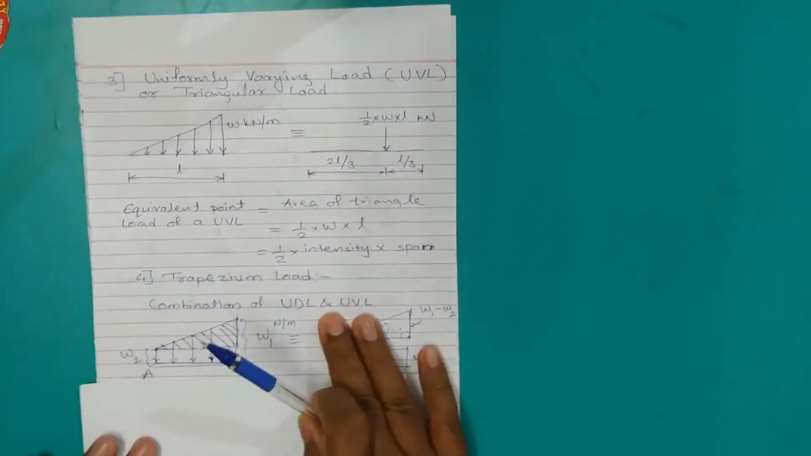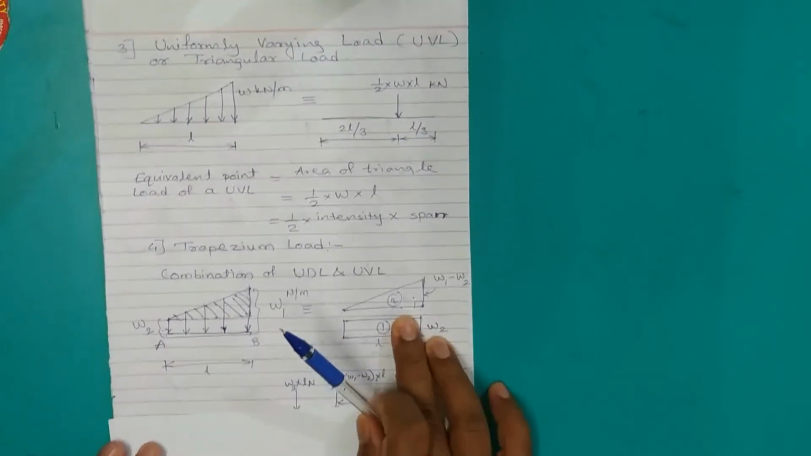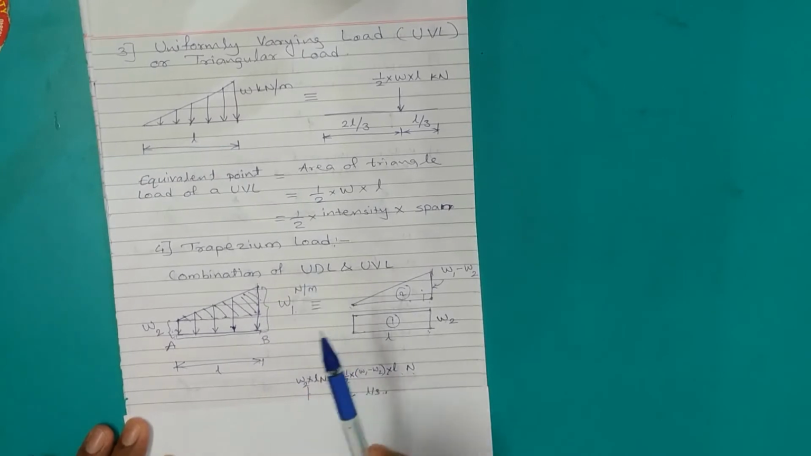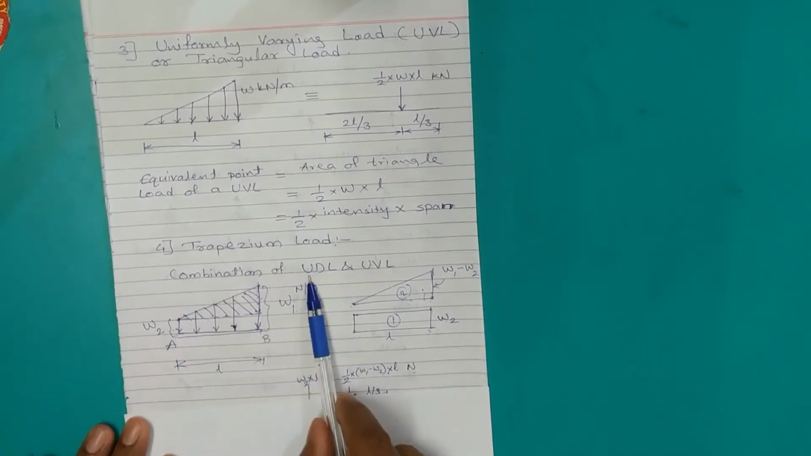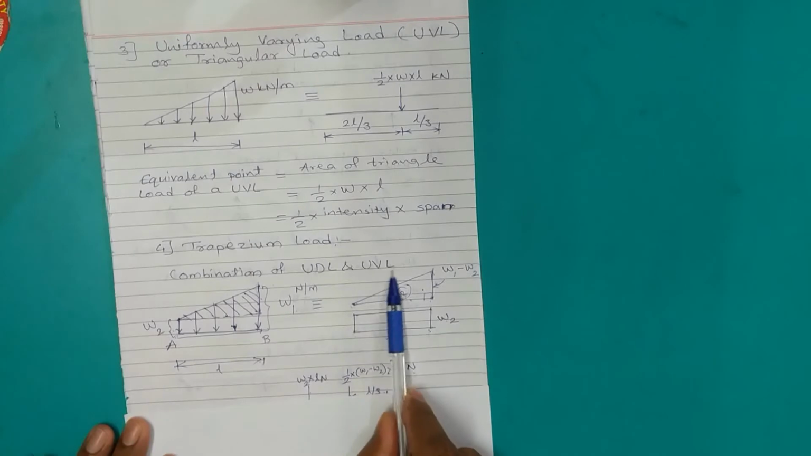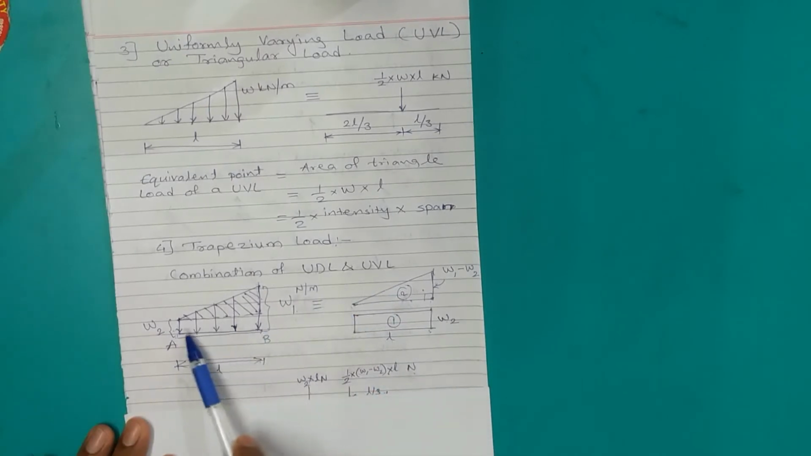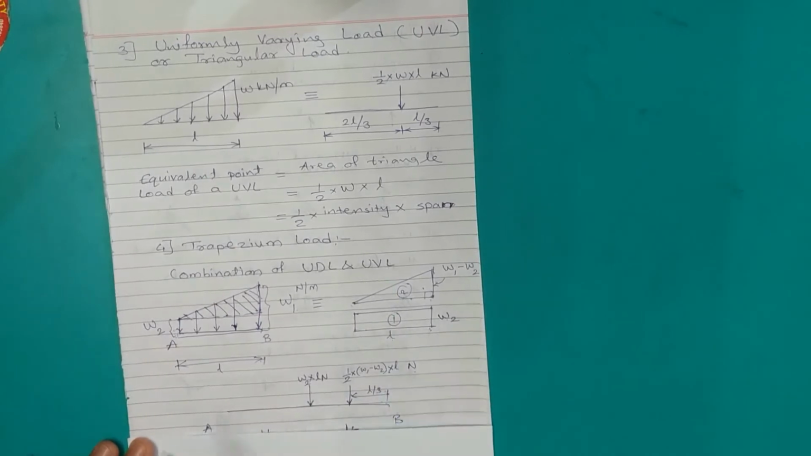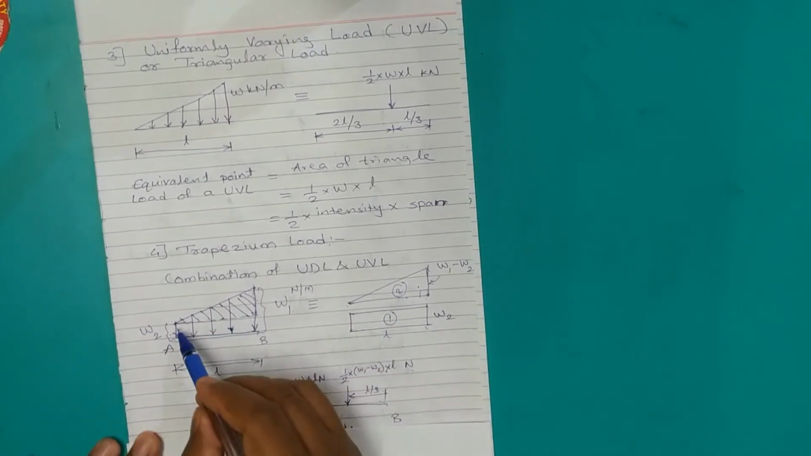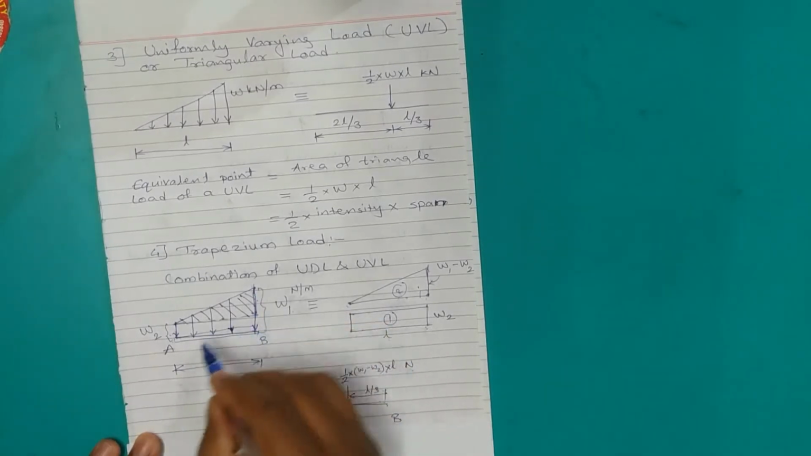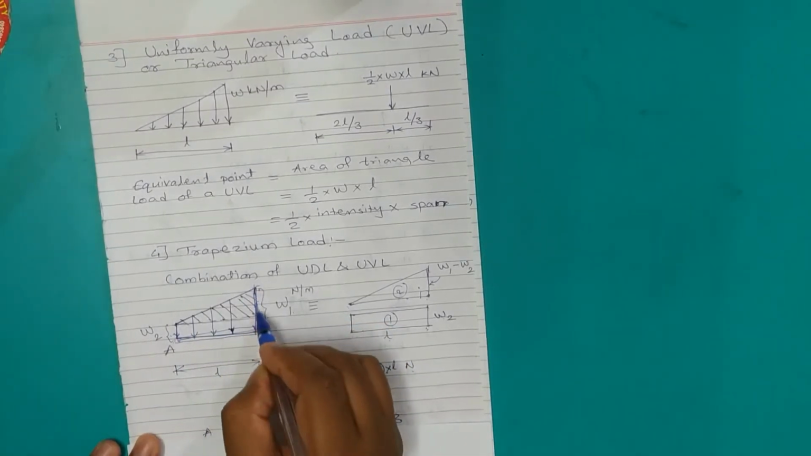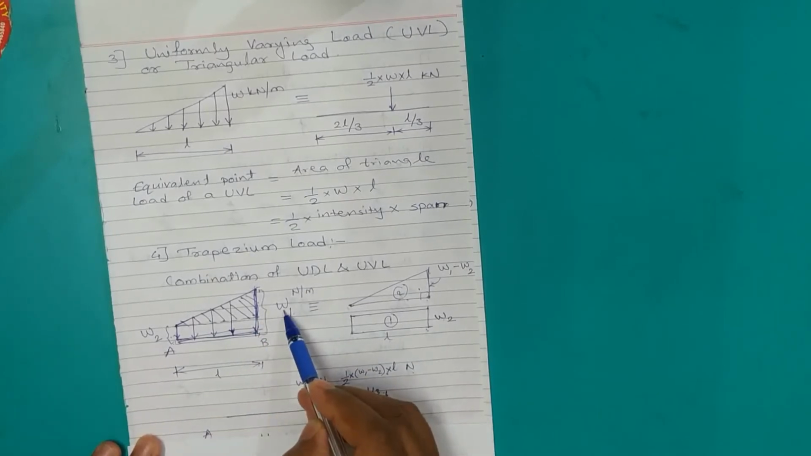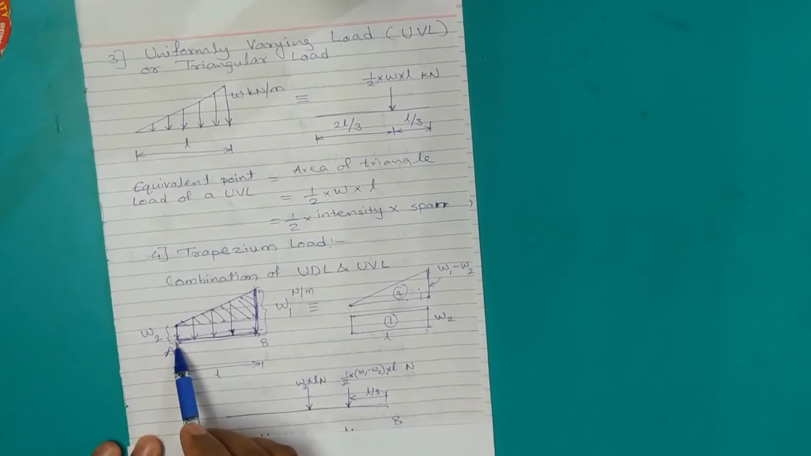Further, we can have a specific type of loading which is called trapezium or trapezoidal loading, where it is just a combination of uniformly distributed load and uniformly varying load. Uniformly distributed load is nothing but a rectangle, and the other is triangular load. The UVL is triangular load. So we have a trapezium. This is a trapezium, and we are given this trapezium with at one end intensity W1 and at the other end the intensity is W2.